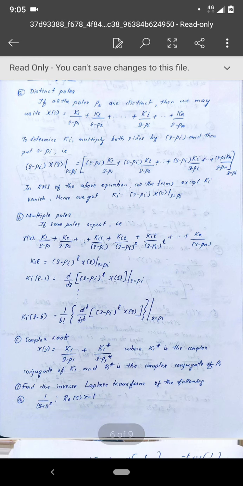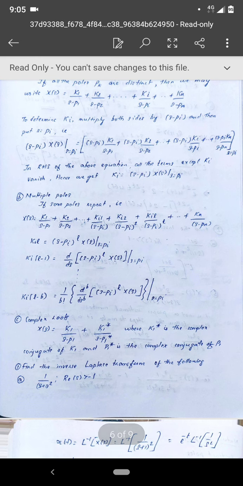You can find ki. Likewise, you can find every residue there. And if there are multiple poles, X(s) = k1/(s - p1) + k2/(s - p2) + ... + ki1/(s - pi) + ki2/(s - pi)^2 + ... + kil/(s - pi)^l. You can see that pi is repeated there, l number of times. These are very general terms, so be careful about these ones. They are very simple, but when you see the general forms, you might get scared, but there is no need to worry.